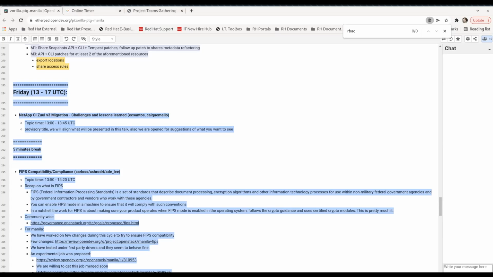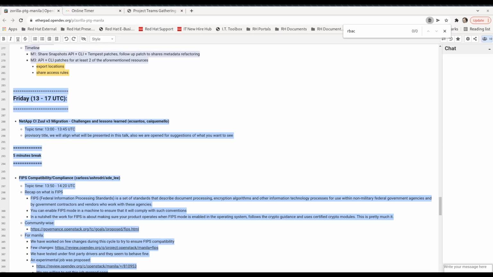The first topic of the day is the NetApp CI Zuul V3 migration, and the NetApp folks are here to share with us the challenges they had and the lessons they learned. NetApp's been up for a while, and they had a Zuul V2 setup, and they started the migration to Zuul V3. So I think they can provide more details on that. So please, Eduardo, first yours.